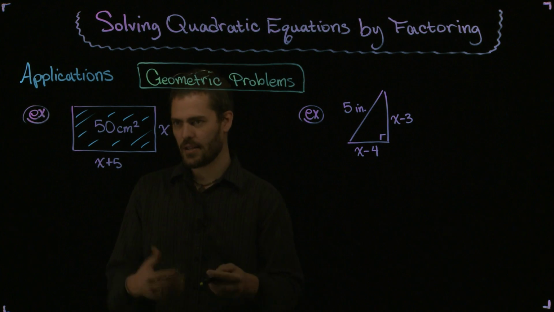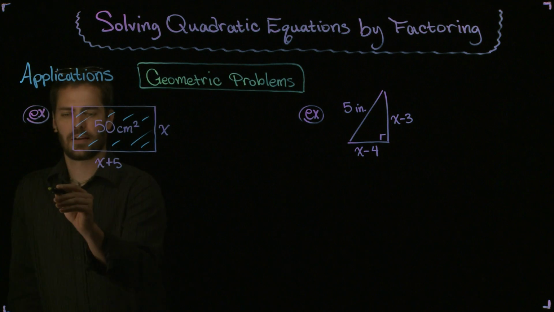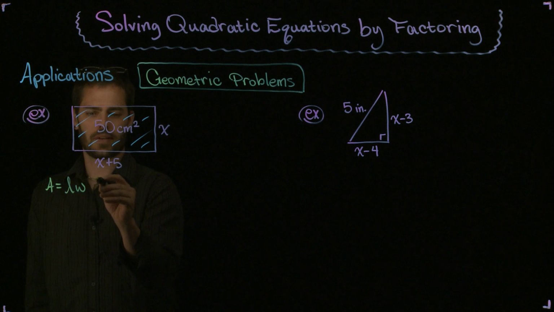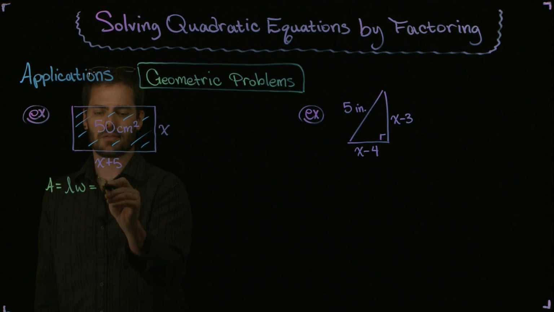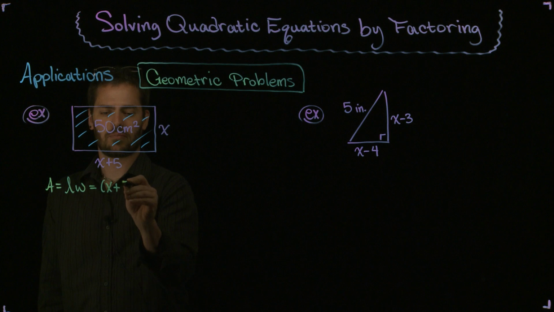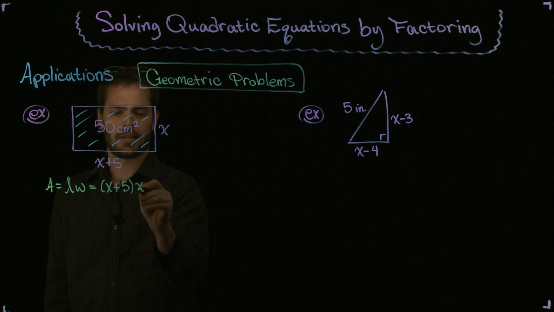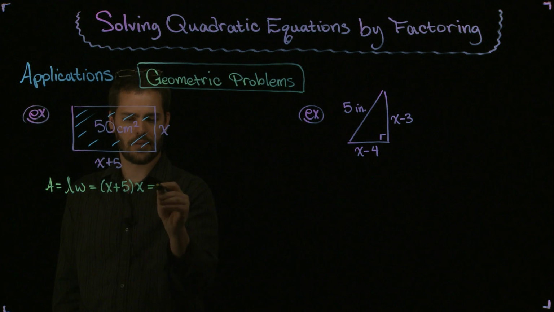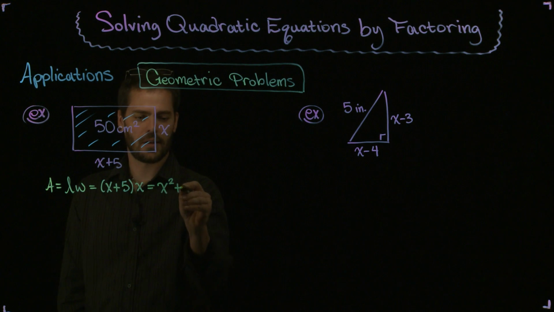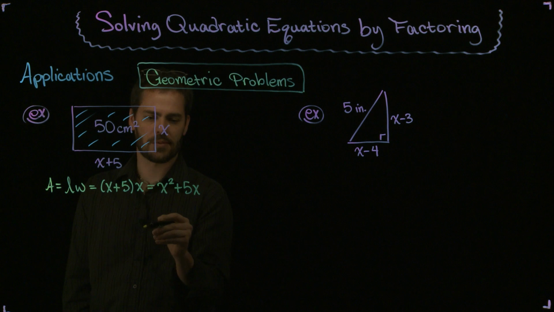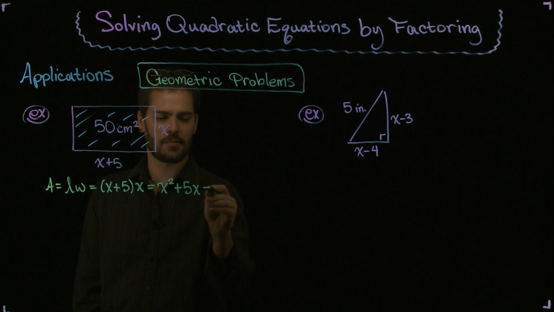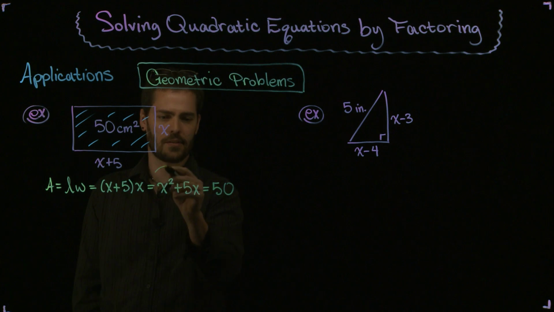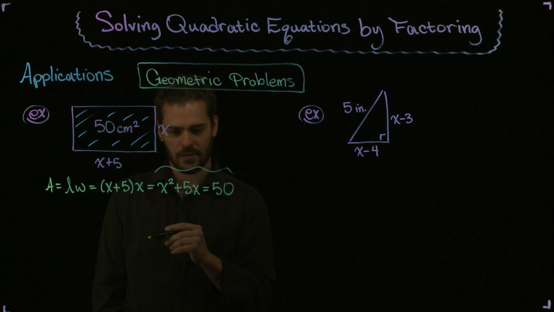So we know that area is equal to length times width. Now I'm going to say that is equal to x plus 5 times x, which I could multiply through to give me x squared plus 5x. And because we know the area is 50 centimeters squared, I'm going to set this equal to 50. And here is the equation that we're looking to solve.